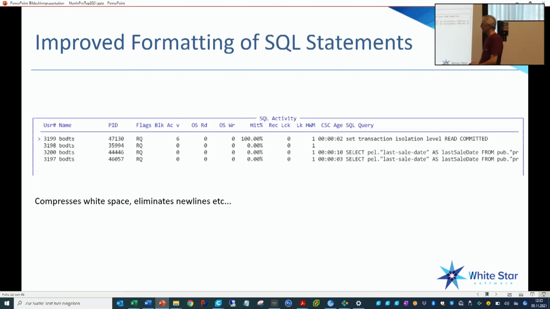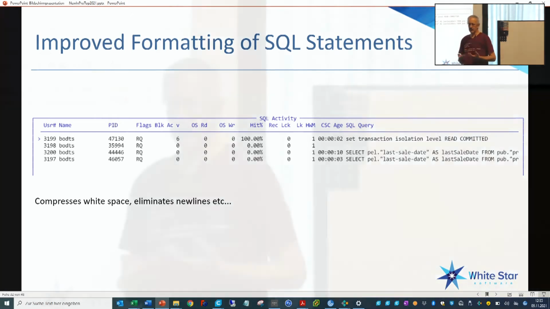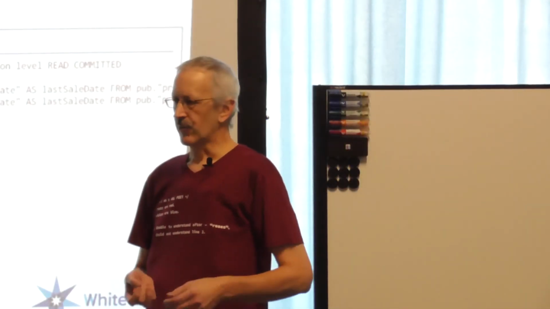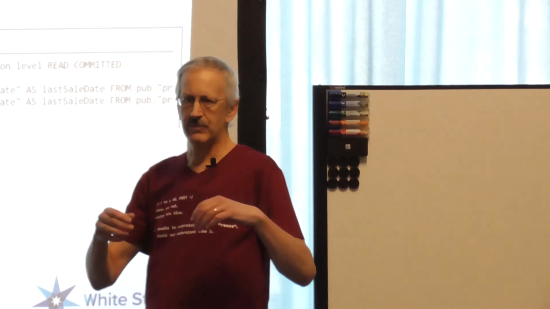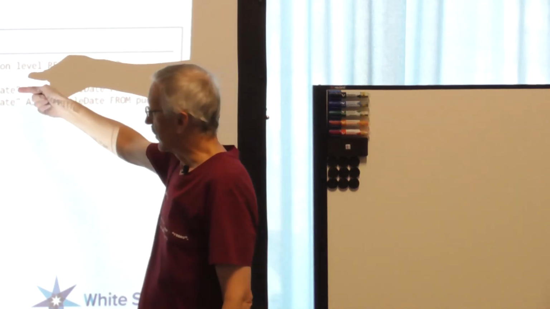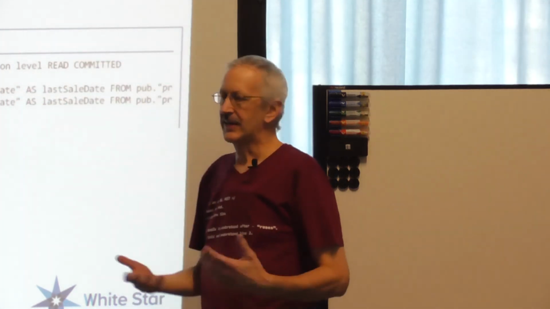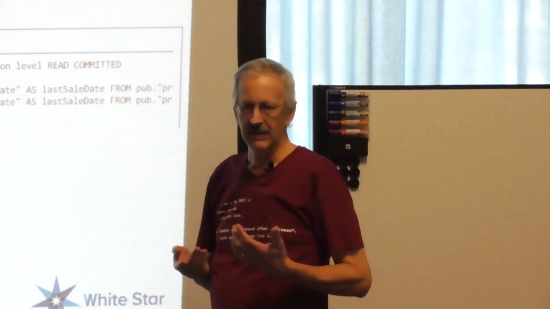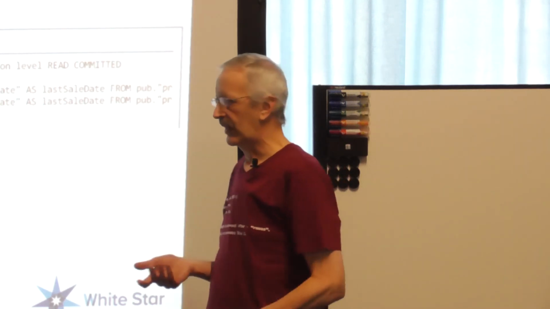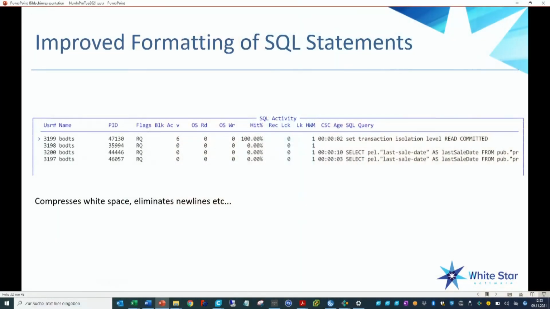SQL statements have always been kind of a pain in the neck in the client statement cache because they include all the formatting. So if you're using a SQL tool like Squirrel or something like that, and you're writing your SQL and you've got tabs and line feeds and all these other kinds of things, then what the client statement cache is going to show you has all of that in it, so you don't get to see very much of the query itself. So we've eliminated all that white space and just packed it all together, which is quite a bit nicer.